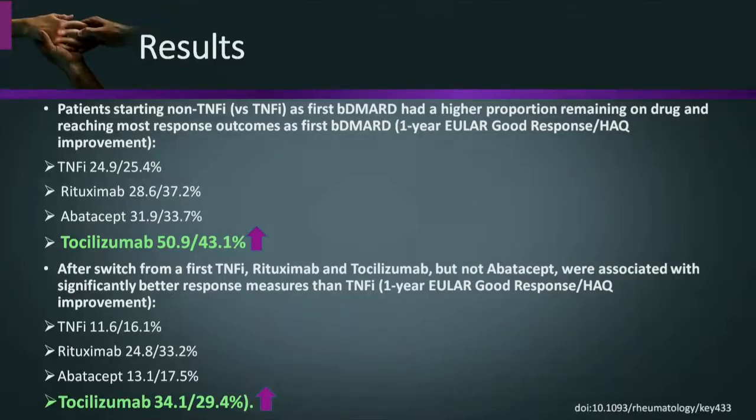anti-TNF. Now after switching the patient, if you started your patient on anti-TNF and then you switch your patient to different agents, either anti-TNF or rituximab, tocilizumab, abatacept, and then again they evaluate it. Of course, the anti-TNF is low, and we know that from different RCTs.